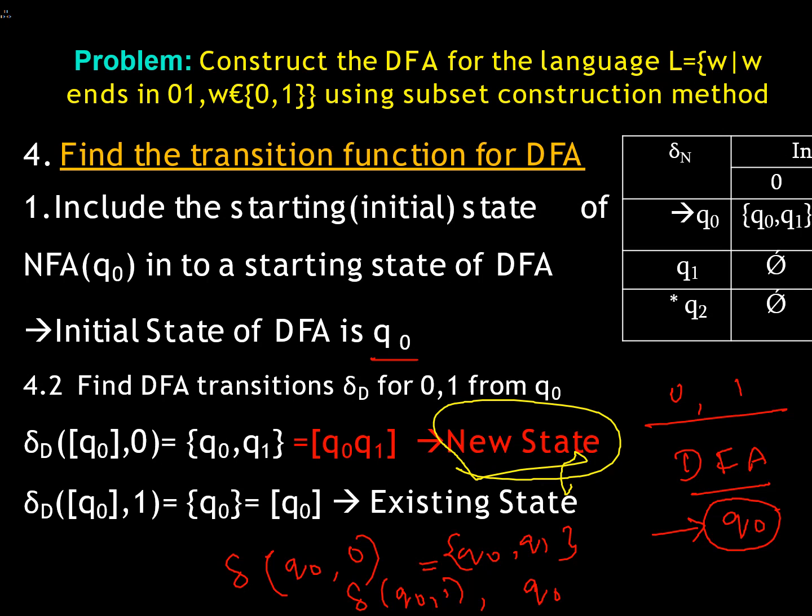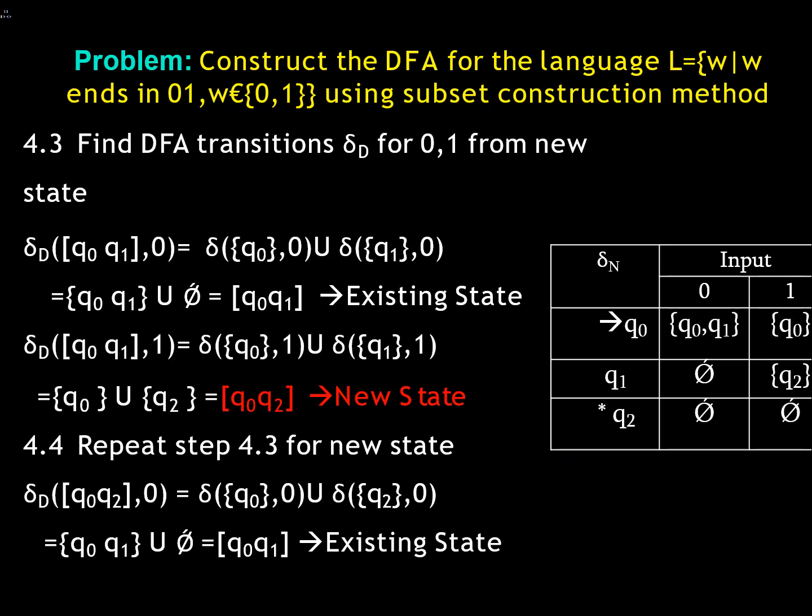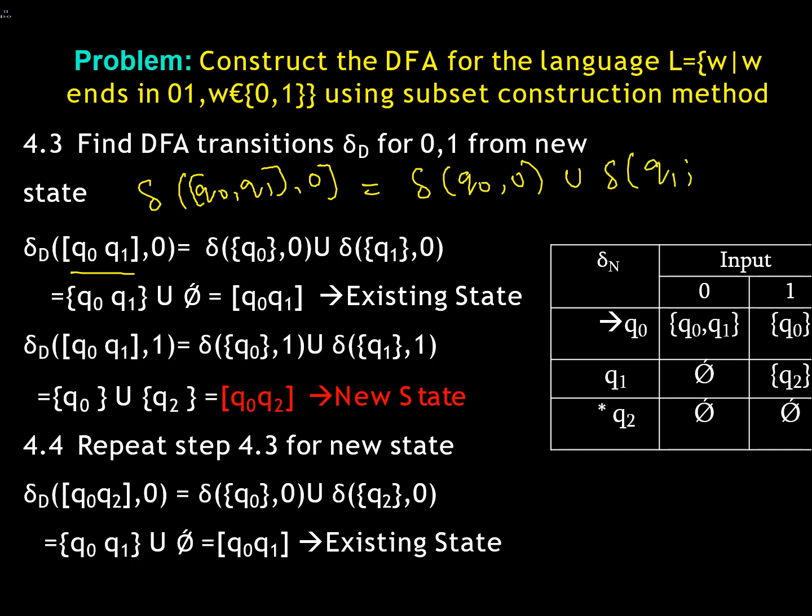Next state is Q0, Q1, on 0. For this Q0, Q1 state, I need to apply the inputs 0 and 1 and check the transition function. Here we have two states, so how do we find the transitions? We can do a union operation. Q0, Q1 is one state, and on 0 we take delta of Q0, 0 union delta of Q1, 0.